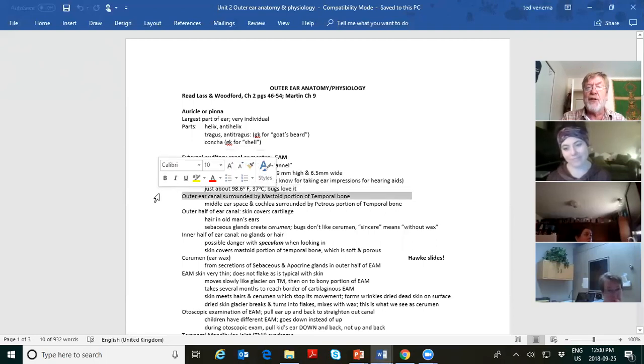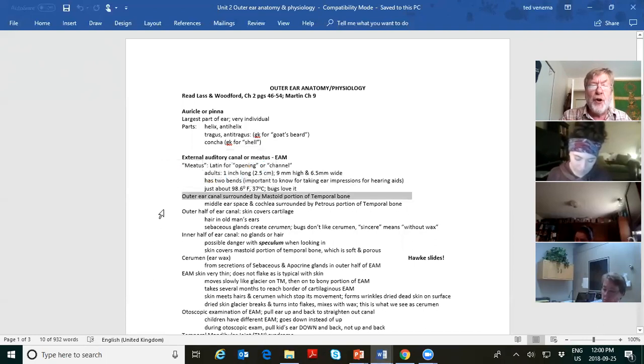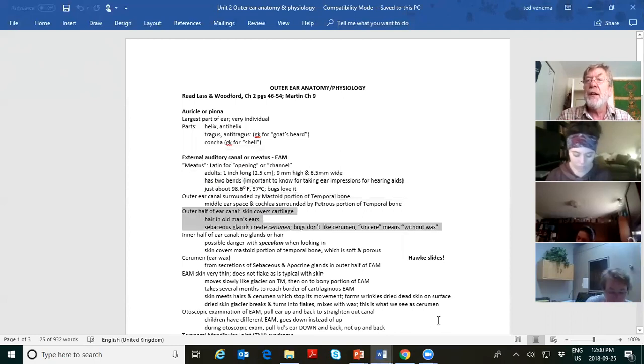Okay, outer ear canal is surrounded by the mastoid portion of the temporal bone. Put a star by that because it's all porous. It's very holey, lots of holes in there. And know that the outer half of the ear canal is where the skin covers cartilage. And the best demo I can give you of that is your nose. We grab the end of your nose, you can move it. Top of your nose, you can't. The skin covers bone here, covers cartilage here. Same with the ear. The inside, the skin covers bone. The outer half, the skin covers cartilage.